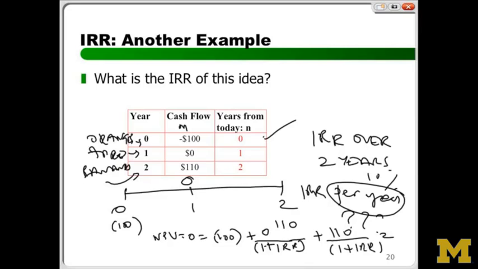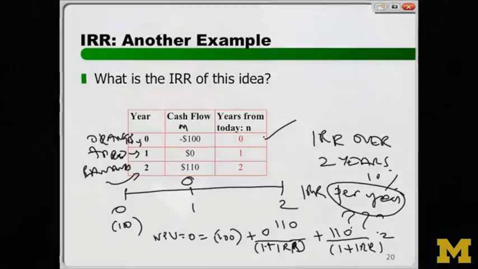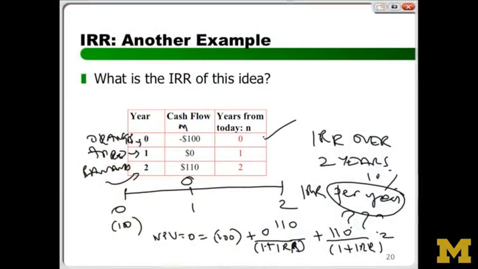Quick question. How many unknowns in this equation? 0 equals negative 100 plus 0 over 1 plus IRR plus 110 over 1 plus IRR squared. How many unknowns? 1, which is IRR. What's the problem? It's not easy to calculate. Why? Because of, pause again, compounding. So IRR is tough to do mentally because of compounding when the number of periods increase.